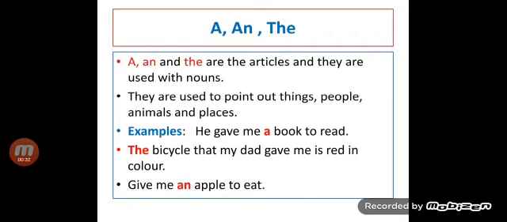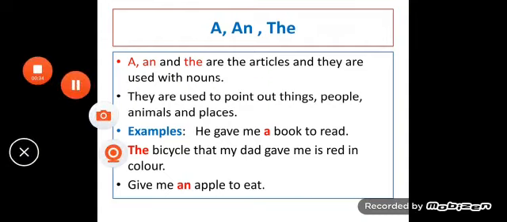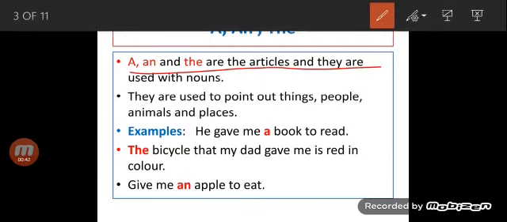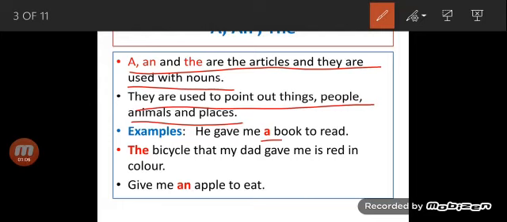So you all know that a and the are the articles and they are used with the nouns. They are used to point out things, people, animals and places. For example, he gave a book to read. Here a book, a is an article.